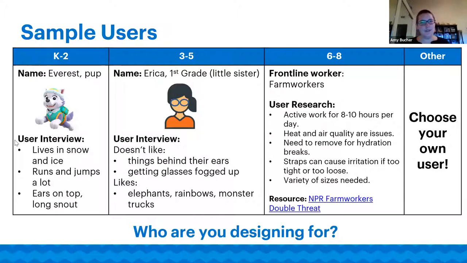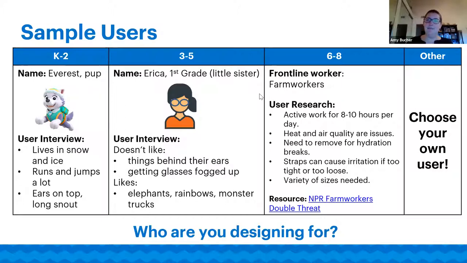You also could choose one of these sample users if you'd like. We've got Everest the pup from Paw Patrol. She likes snow and ice, and she likes to run and jump a lot. We also have Erica, a first grader, who's a little sister of somebody, and she has told us she doesn't like getting the mask behind her ears, and she doesn't like when her glasses get fogged up. And she likes elephants, rainbows, and monster trucks. So that could be considered when you're designing the mask for her.